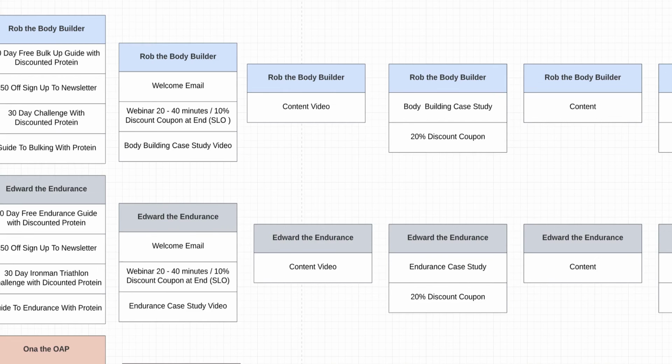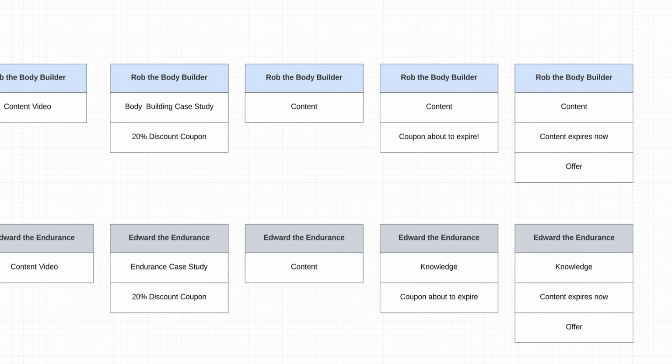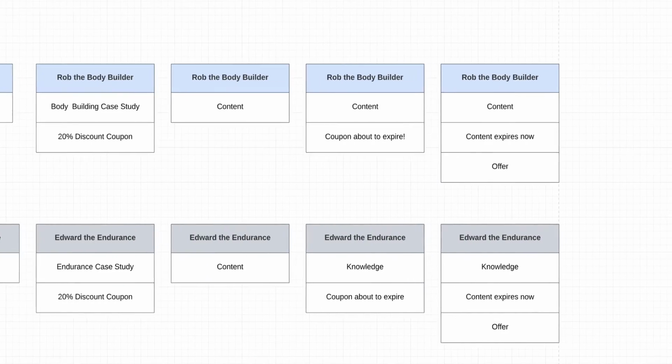If you present it in the right way, that works, but the thing is 80% of the population will not watch a 20 to 40 minute webinar. So what you then do with them is you drip the content to them over a week or whatever. So with Rob the Bodybuilder, you send through 3 emails on the first day: welcome email, webinar, and bodybuilding case study video. And then you send him content each day. That's the content that you made to change the state, you know what I mean? So you send through day 1 a content video, day 2 a content video, day 3 a bodybuilding case study video and a 20% discount coupon.